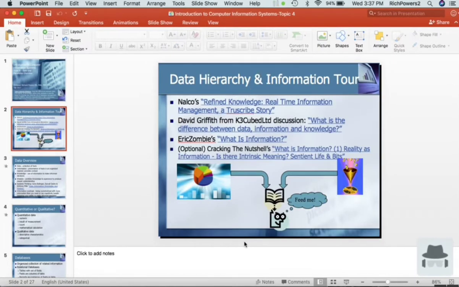So here at the beginning, there's a couple things you might want to take a look at. Some additional backgrounds and deeper dives into some of this information. This idea of refined knowledge, the ability to get organizations to gather and transfer data into knowledge that can be leveraged for benefit. It's a good discussion here around the difference between data, information, and knowledge, and some definitional stuff around what is information.